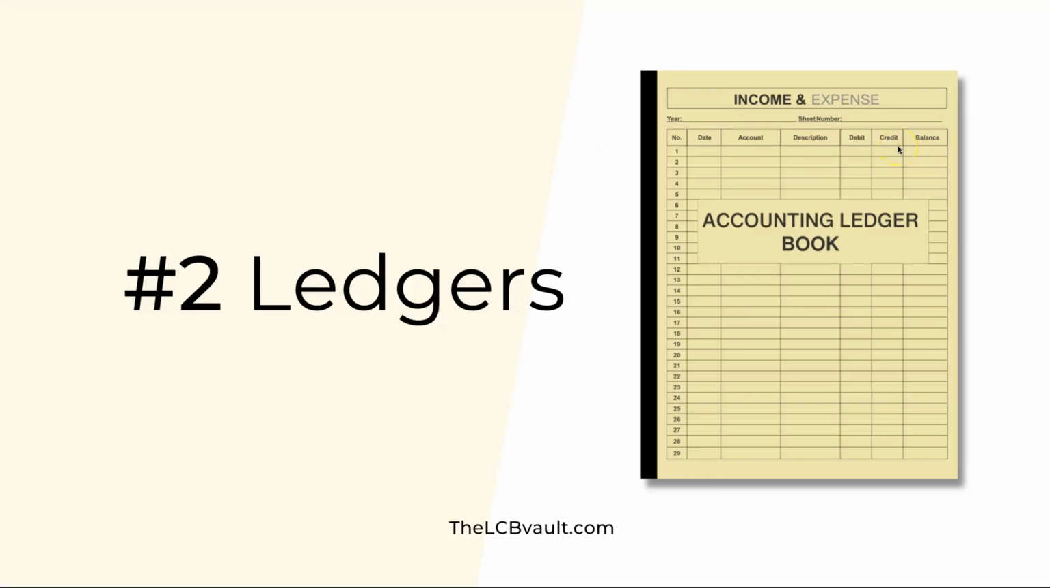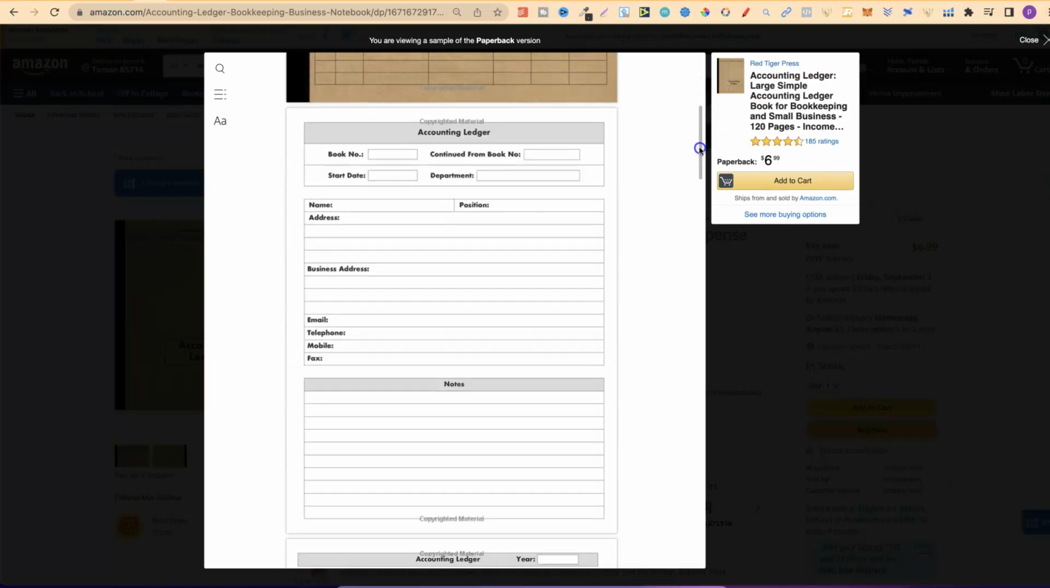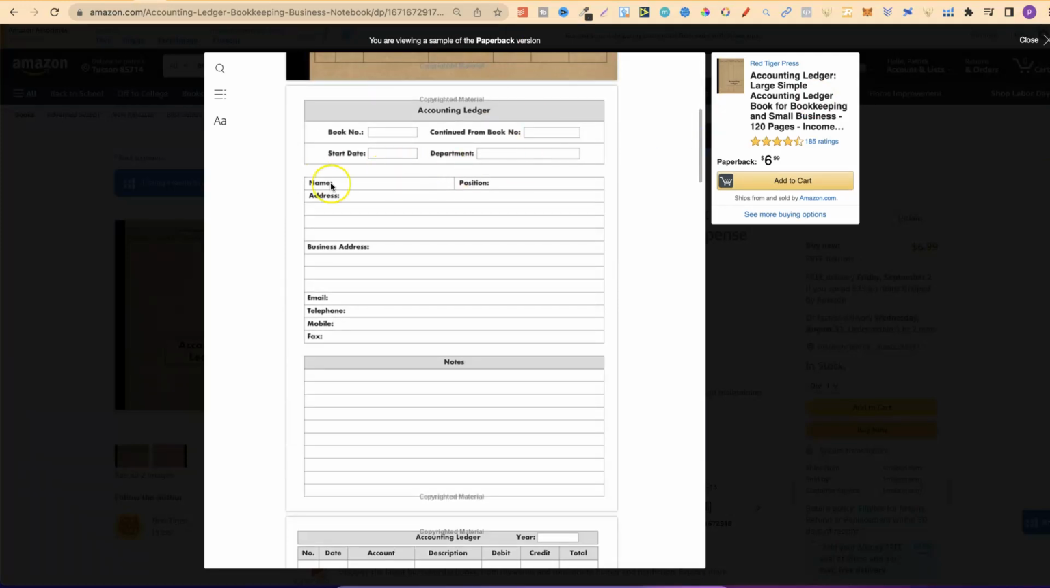Number 2, and that's ledgers. Now, there's lots of different types of ledgers that you can create, the biggest one being an accounting ledger. So this is what the book looks like. If we scroll down, we can see what this looks like as well. And as we can see, it's very simple. In fact, something like this could be easily created within Canva. But that's the second type, and that's ledgers.